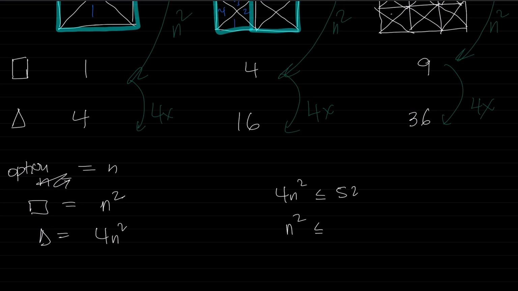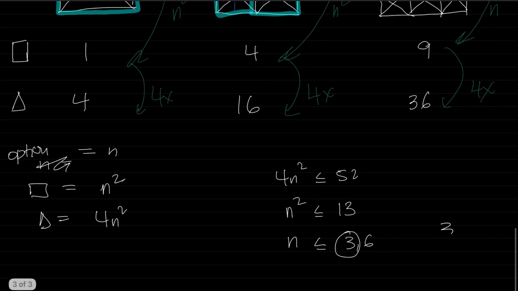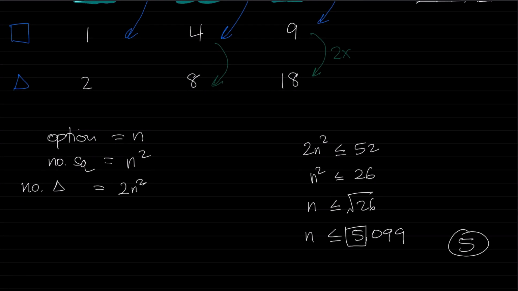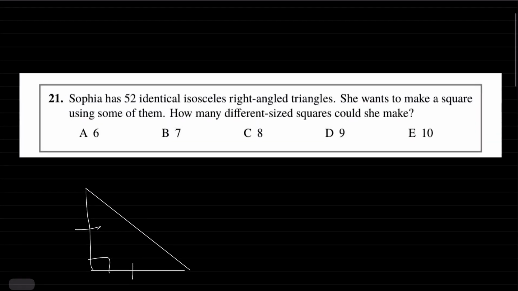Now n squared is going to be less than or equal to 52 divided by 4, which is 13. Then n, you square root it like we did before, is going to be less than or equal to 3.6. Now we can't have 3.6 options. So what do we do? Take the lower end. So from here, we're going to get 3 total options. And then from the previous one, you're going to get 5 total options. So 5 plus 3 is 8. So the answer to this question is you're going to get 8 different sized squares that Sophia could make.